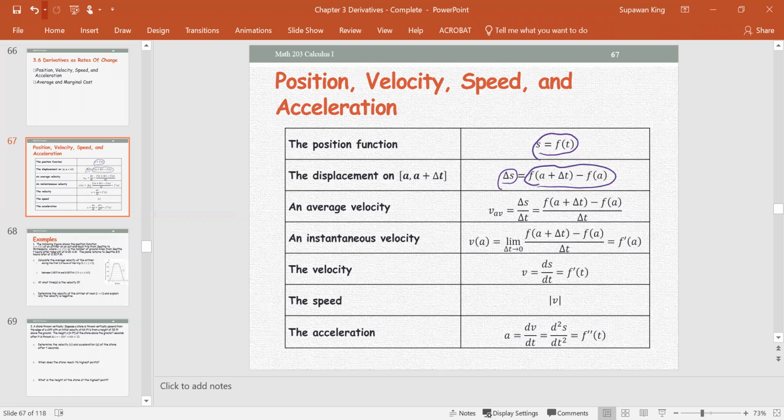An average velocity is the rate of change of the position with respect to time, or delta s divided by delta t, which is the difference of the function at a plus delta t and the function at a, divided by delta t. An instantaneous velocity, or v at a, is the limit as delta t approaches zero of the average velocity. Or we can say the instantaneous velocity is the first derivative of the position function at a.